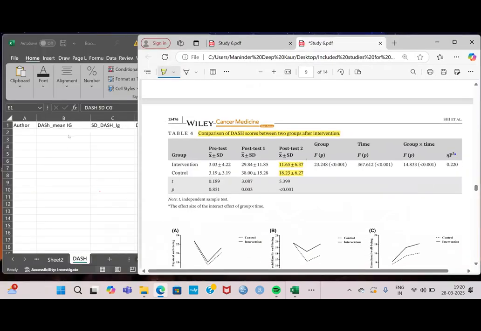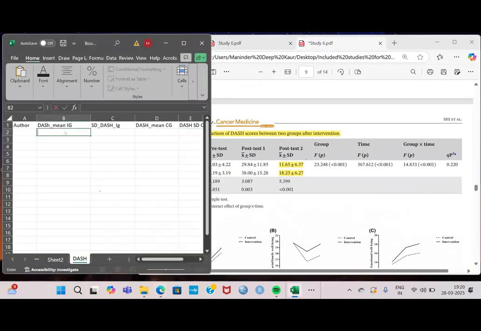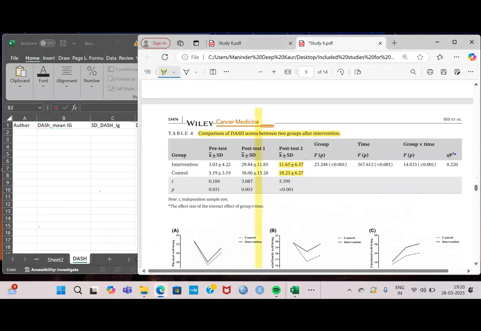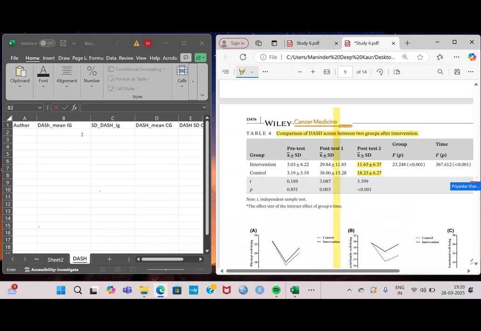Okay. So DASH in the intervention group. Mean DASH score in the intervention is 11.65. And what is the SD? SD is 6.37. And in the control group we have 18.23 and SD is 6.27. So I will add here.